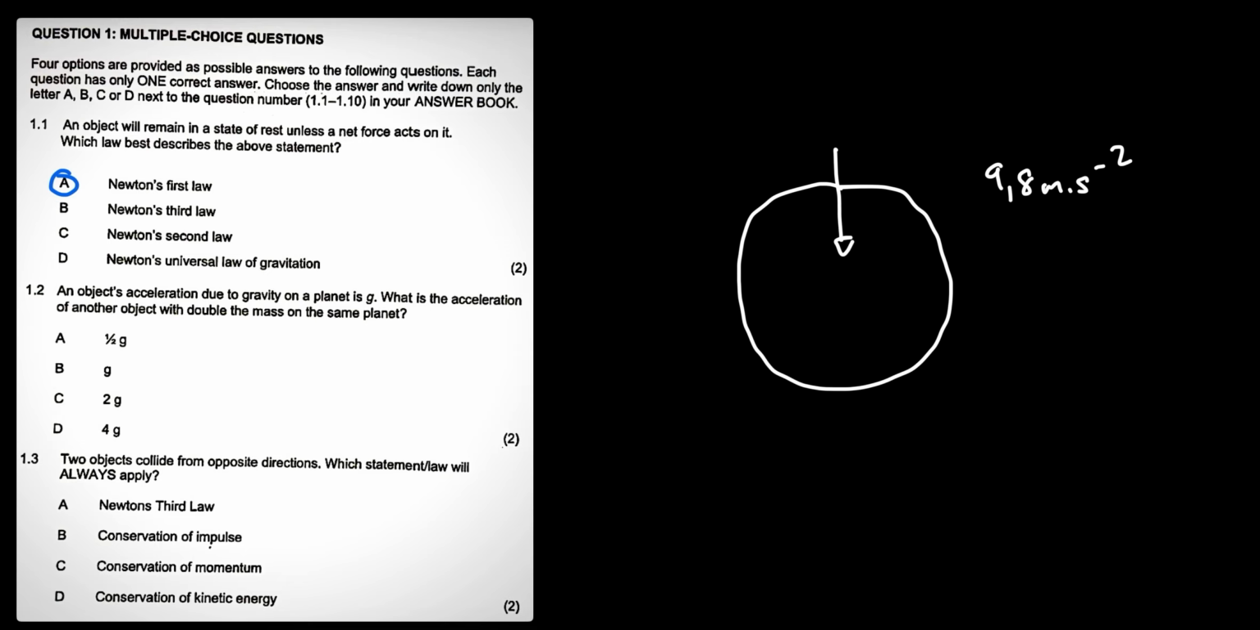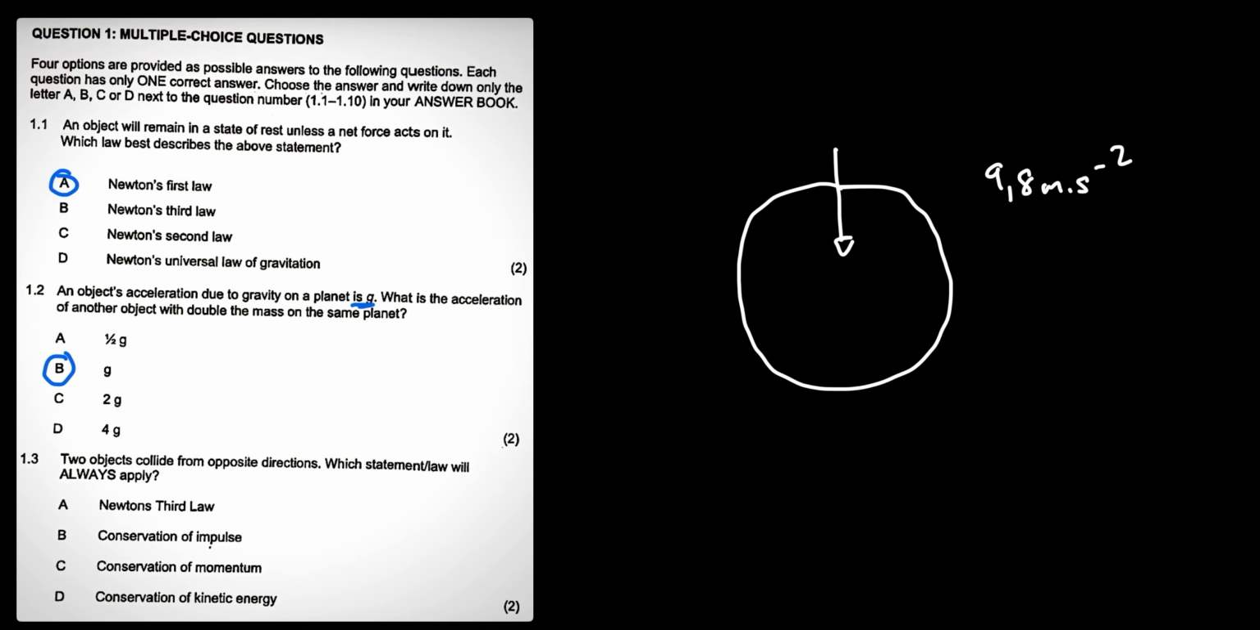So on the question, they said now, the acceleration of the object due to gravity on that planet is g. So if we double the mass, that means the acceleration will still remain to be g. So this means the best option is going to be B, because the acceleration will just remain g, will just remain the same acceleration.